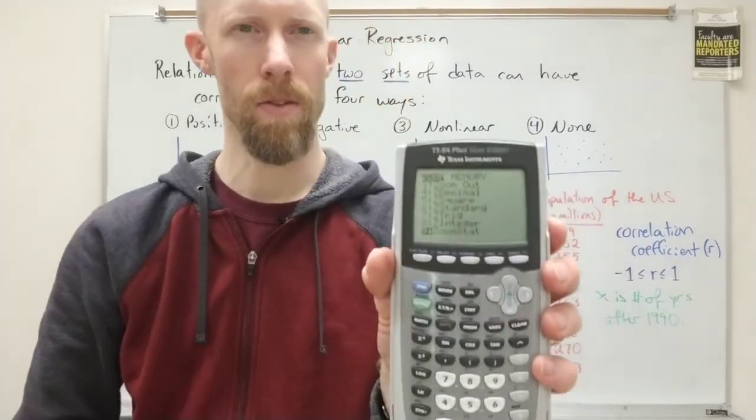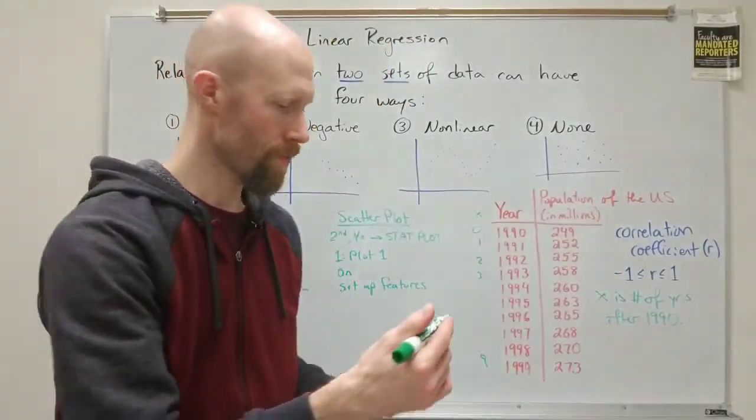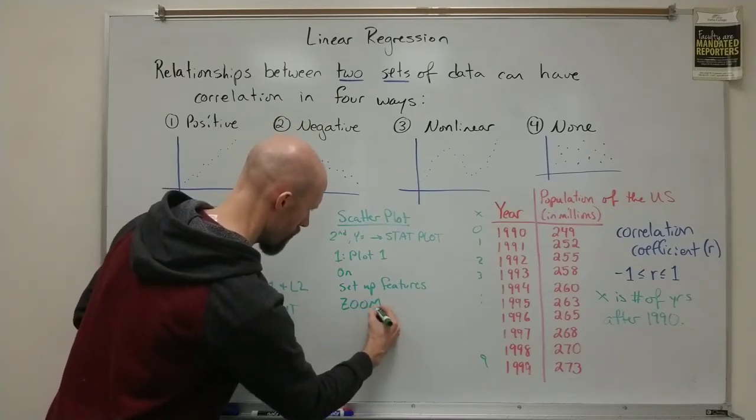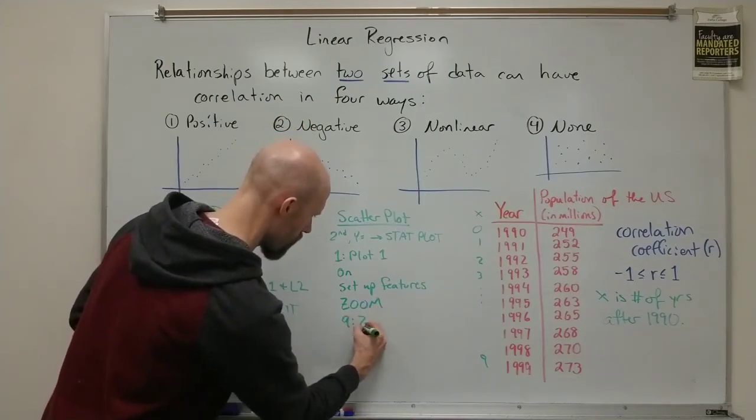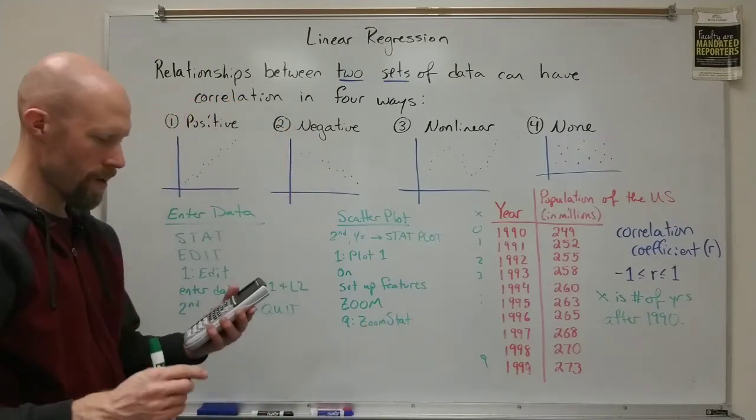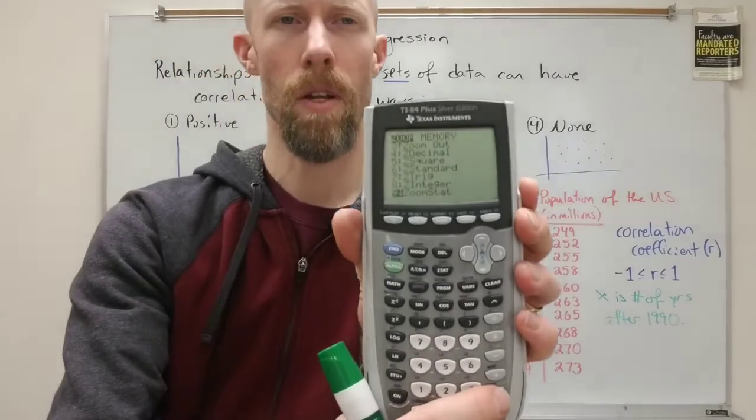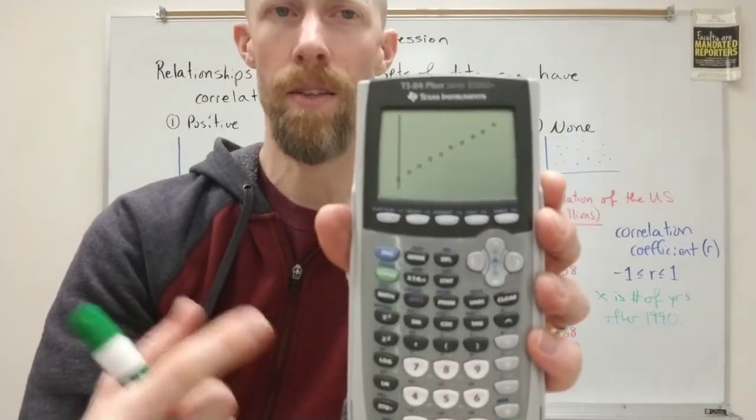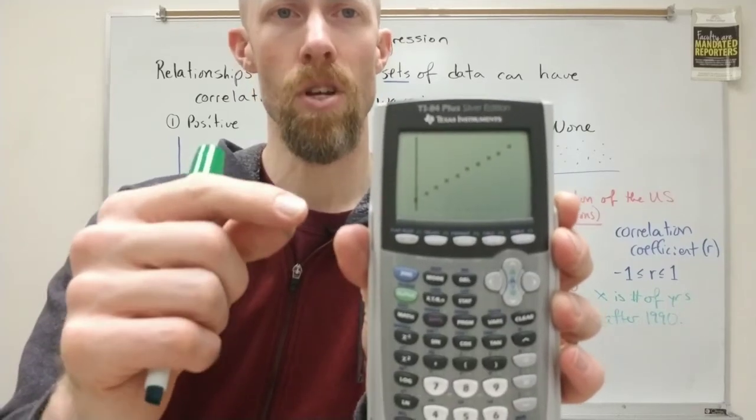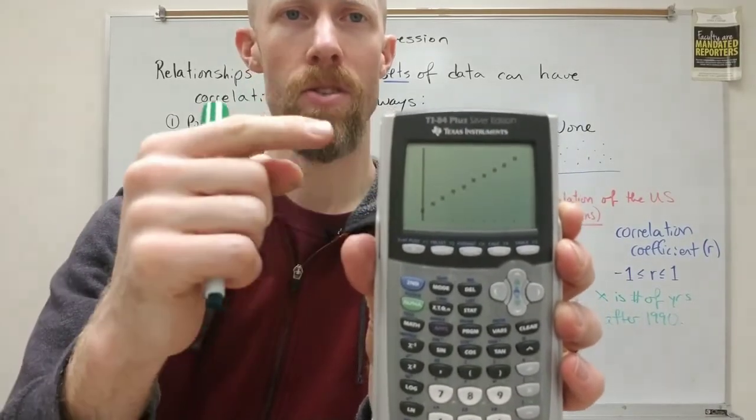Where am I at? Yep, there's the 9th one, Zoom Stat, okay? So I'm going to hit Zoom. Then the 9th one down is Zoom Stat. Okay, then I'm going to hit enter on that, and it's going to give me a graph. That's a scatter diagram right there. Now it automatically adjusts the window to match the data.